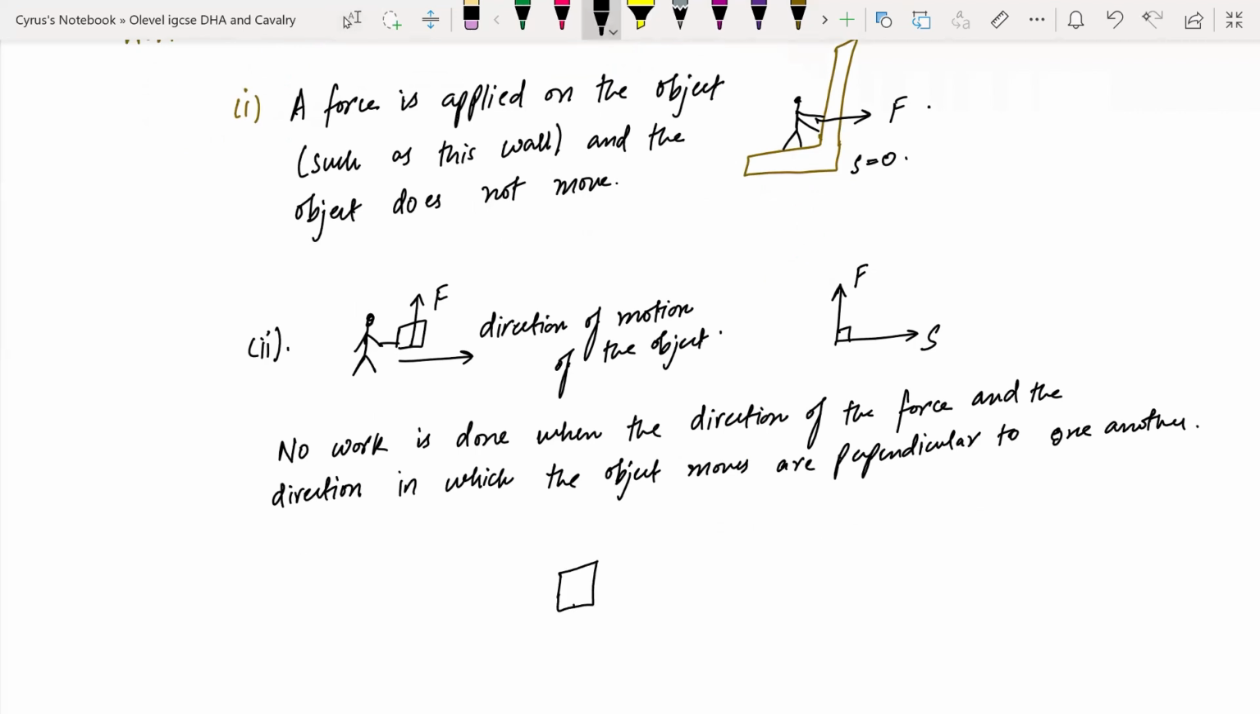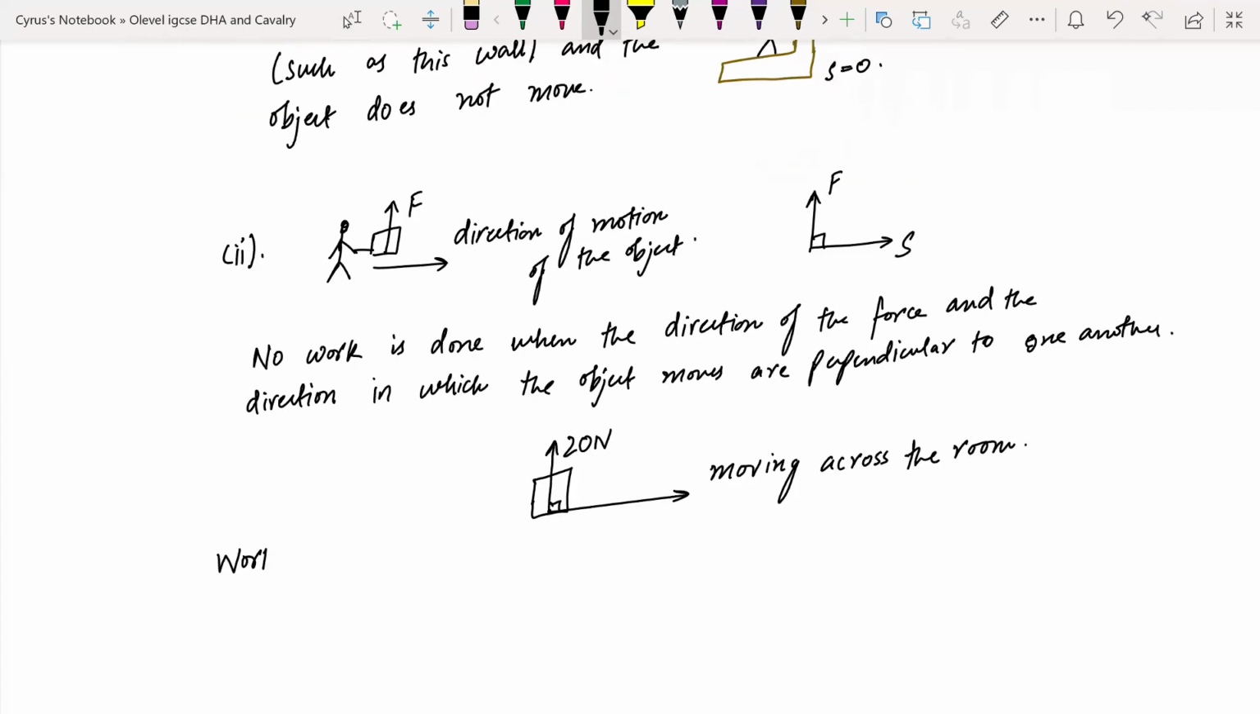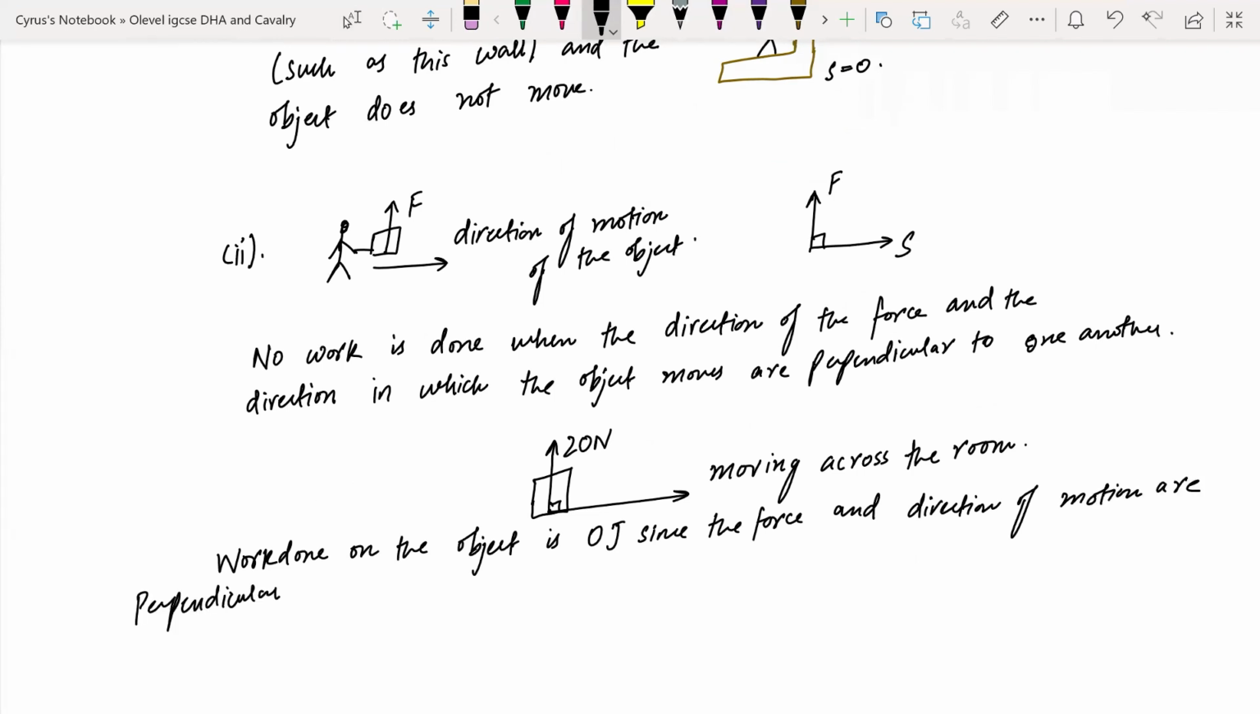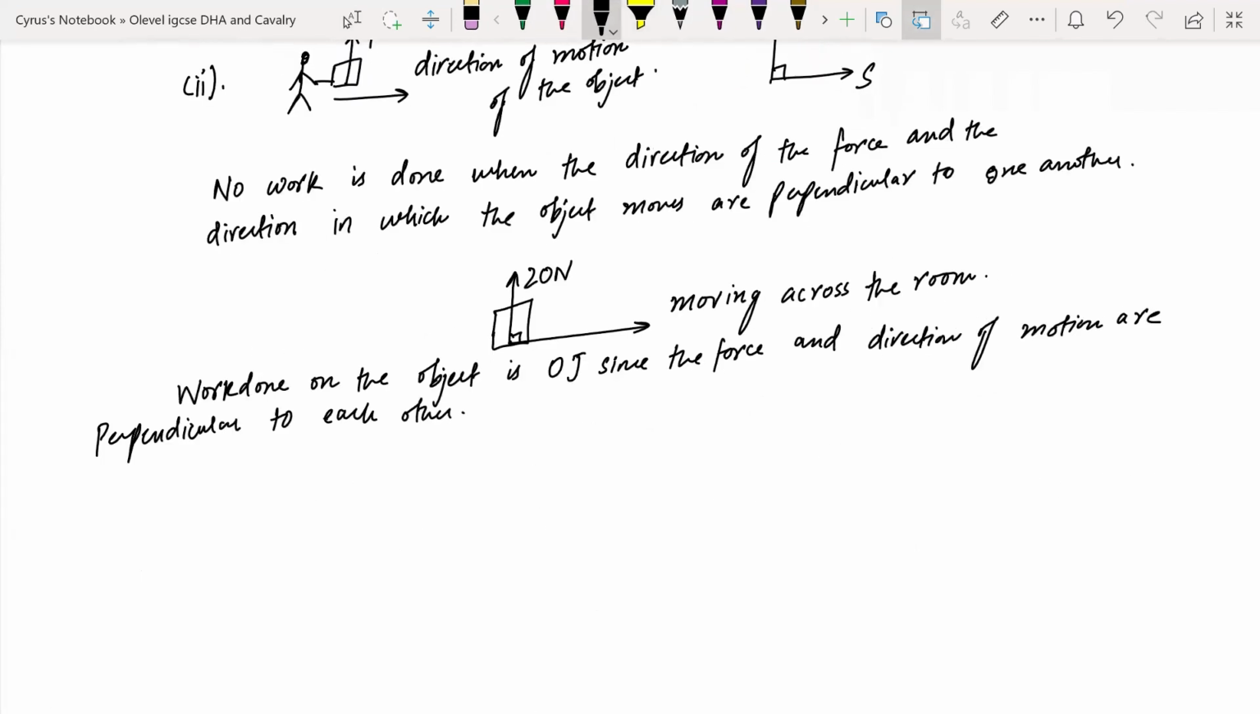So this is a case when you have, for example, a force here. There's an object. This 20 Newton force is acting here, and you're moving across the room, holding some books, and you're applying a force upwards, and you're moving across the room. Meaning you keep moving forward, while holding the books in one place. The work done on the object is 0 joule, since the force and direction of motion are perpendicular to each other. This is also evident in circular motion.